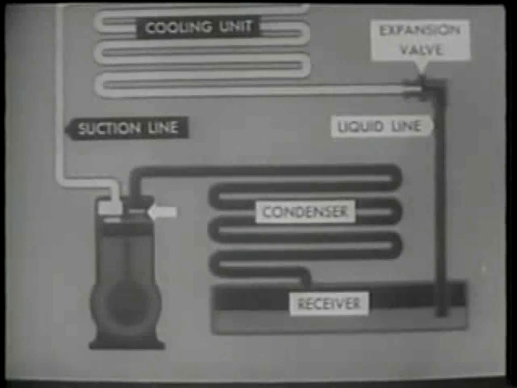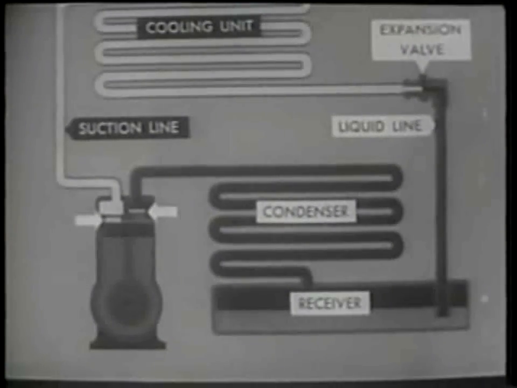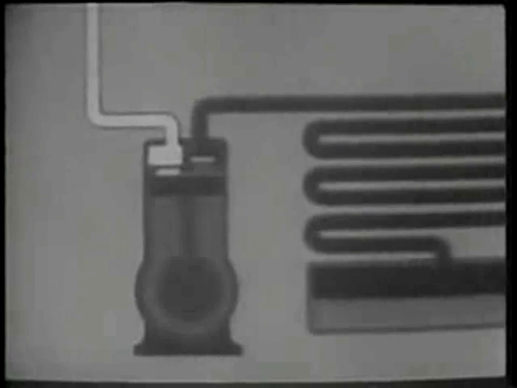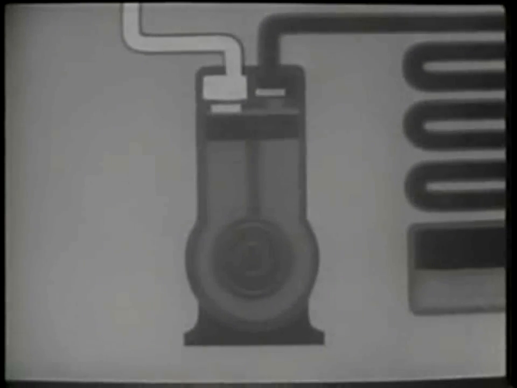The refrigerant, in the form of a gas under low pressure, is drawn from the suction line into the compressor. The gas enters the cylinder through the suction valve as the piston moves on its downward stroke. When the piston moves upward, the pressure and temperature of the gas rise. The gas is compressed and is finally pushed through the discharge valve into the condenser.